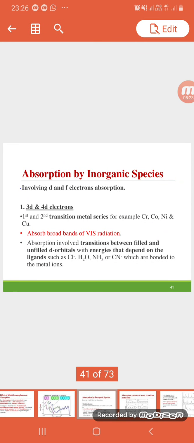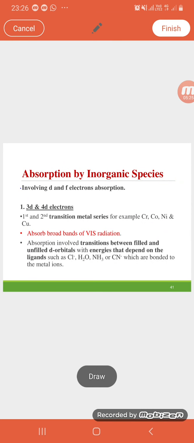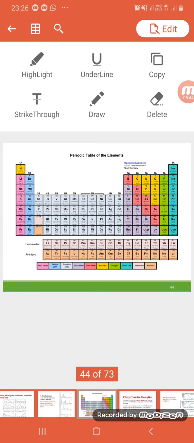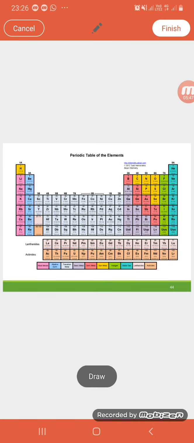Okay, the absorption by the inorganic species will involve the d and f electrons. Okay, the 3d and 4d electrons are the first and second transition metals. This one you can refer to the periodic table here. 3d and 4d are from the transition elements from here to here: 3d, scandium to zinc, and yttrium to cadmium.